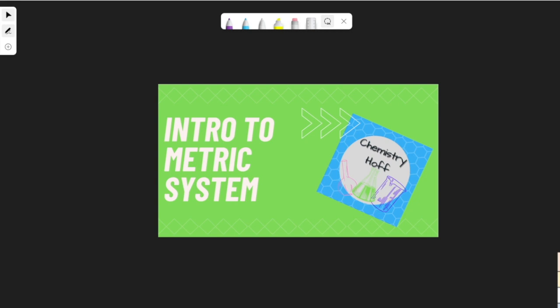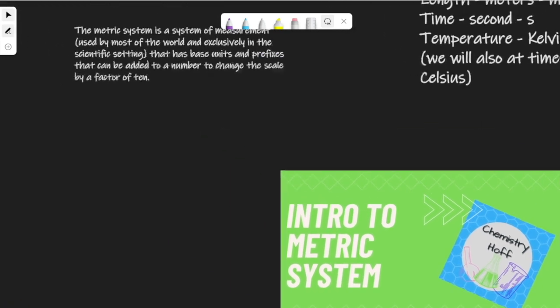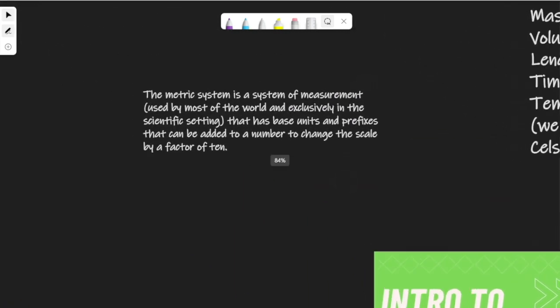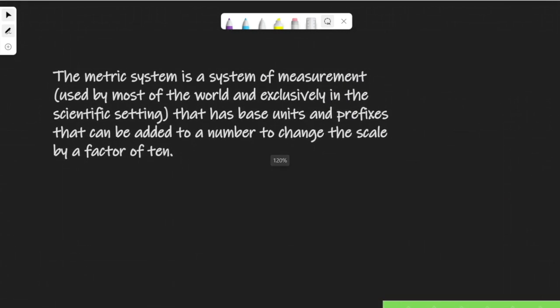So let's go ahead and get started talking about the metric system, which is a system of measurements that we will be using in any science class. And in particular, we always use it in chemistry. The metric system is used by actually most of the world. It's exclusively used in the scientific community.